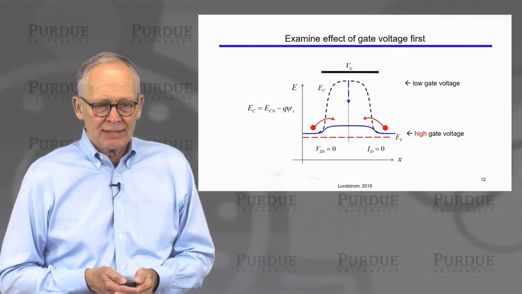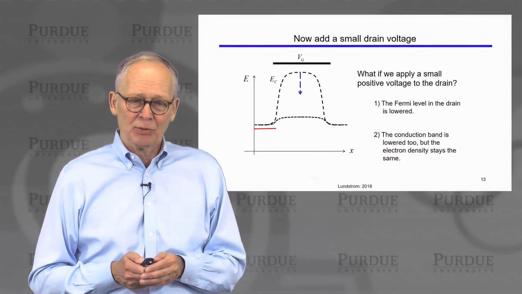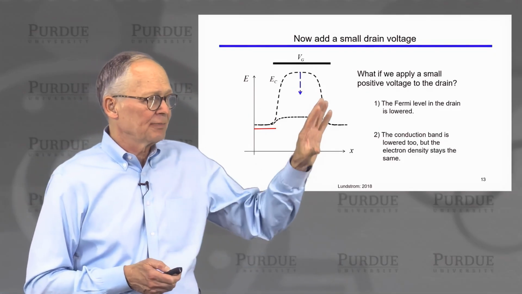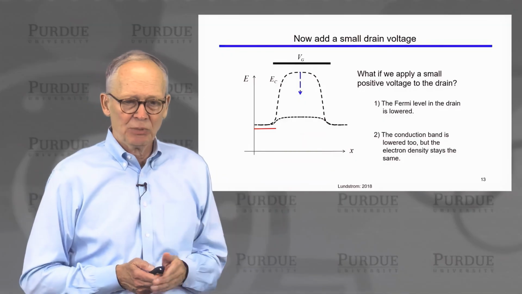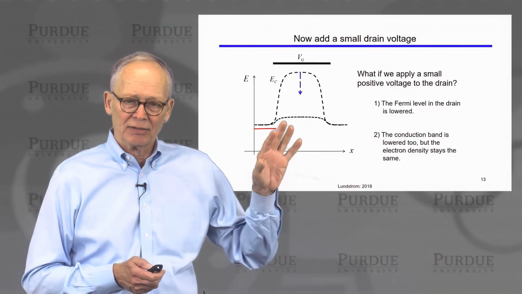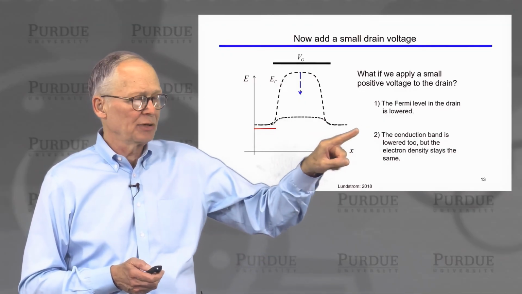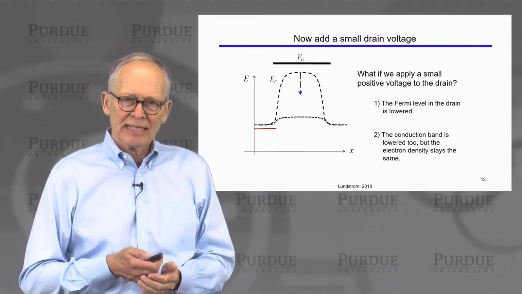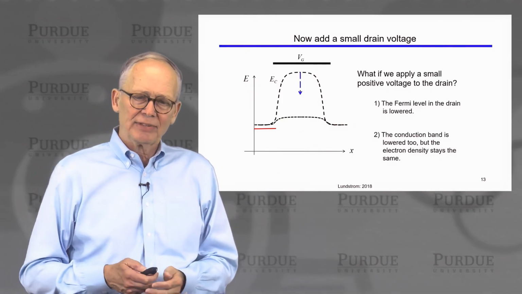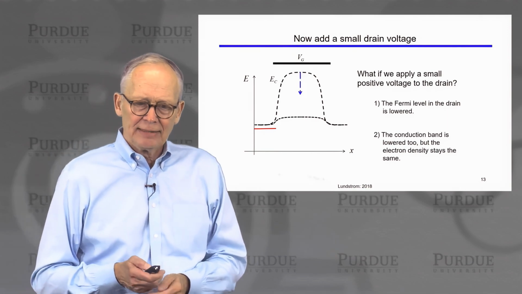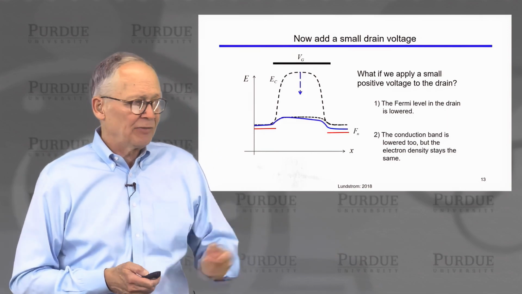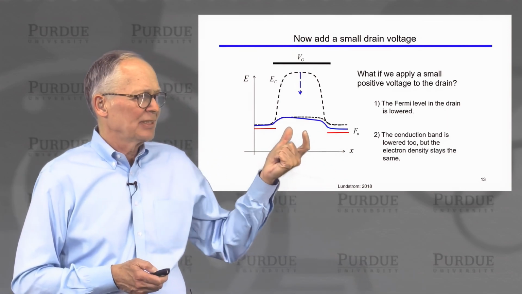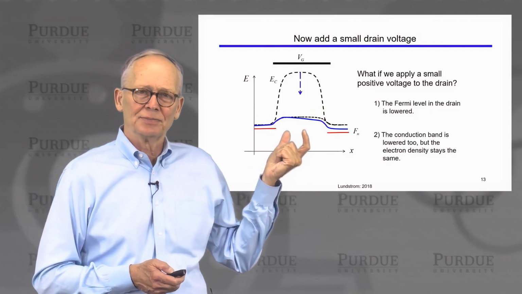Okay, all right. So let's apply a voltage there and see if we can make the current flow. Let's begin by applying a large gate voltage, but then we'll lower the Fermi level in the drain. We'll apply a small voltage to the drain. That small voltage pulls the Fermi level down in the drain. It pulls everything down a little bit. So now current is going to flow.